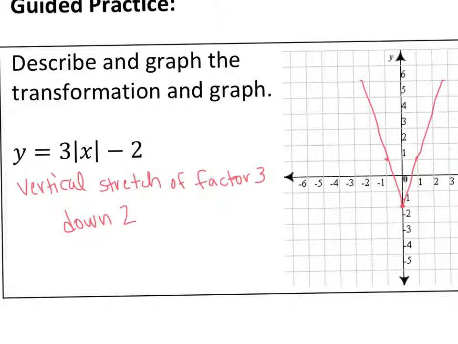For problem 1, the 3 out front gives us a vertical stretch of factor 3, and this -2 on the outside means we move down 2. So the first thing we do is we plot our starting point, down 2, and then we can use our vertical stretch to plot the second point. So we go over 1 and up 3. And because this is absolute value, we can do the same thing in the opposite direction to give us our new graph.